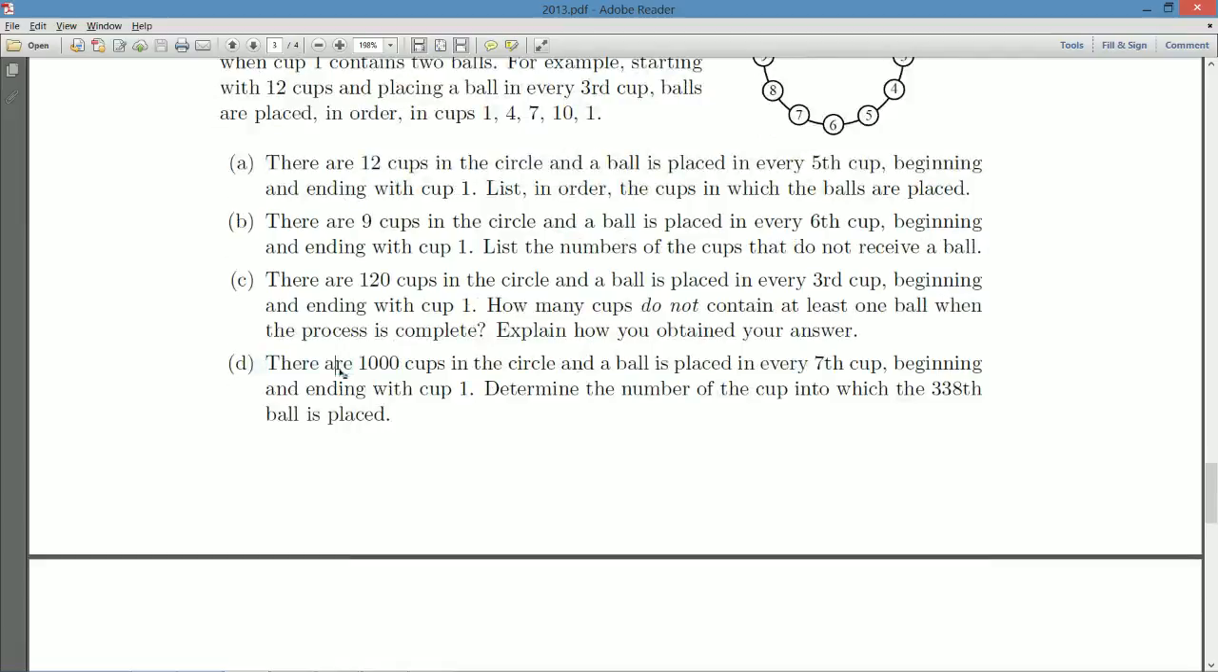All right, so part D. There are 1,000 cups in the circle, and I definitely can't draw that one either. And a ball is placed in every 7th cup, beginning and ending with cup number 1. Determine the number of the cup into which the 338th ball is placed. Okay. So every 7 cups, so we go 1, then we go 8, then we go 15, and so on. And we want the 338th ball.